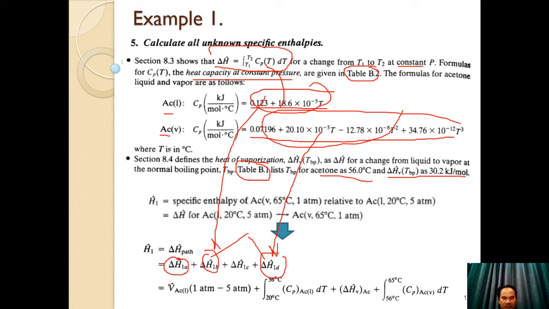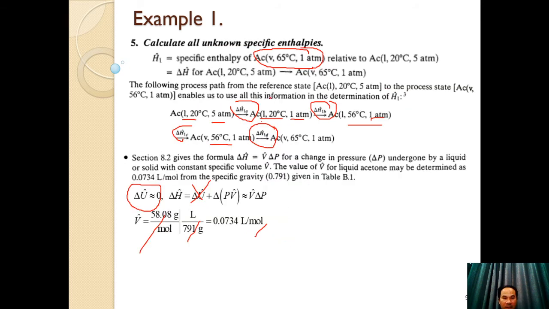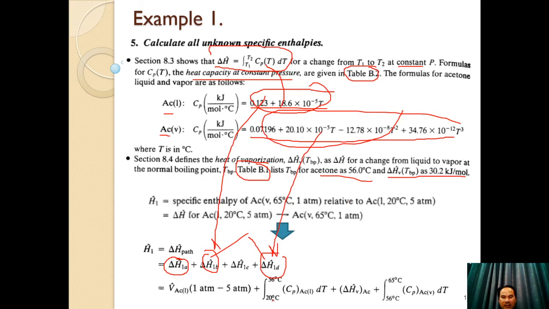For this case, delta S1A equals V delta P. Delta P is 1 atm minus 5 atm, changing from 5 atm to 1 atm. The second term is from 20 to 56, the liquid phase. This is the integration from 20 to 56 of Cp of acetone liquid phase dT. And the third term is the heat of vaporization.